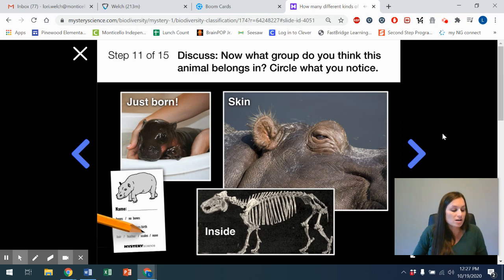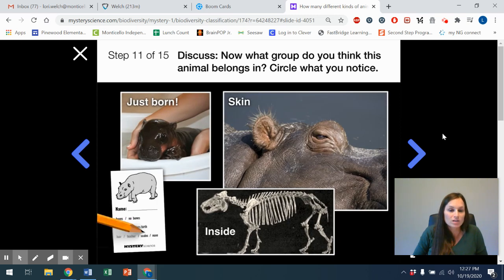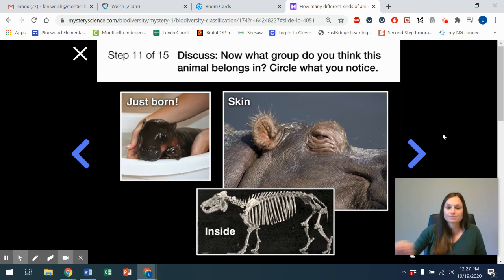Okay, so on your card, find the picture. Are there bones or no bones for this animal? Does this animal lay eggs or give birth? And does this animal have hair, feathers, scales, or none? Look at the pictures to help you.